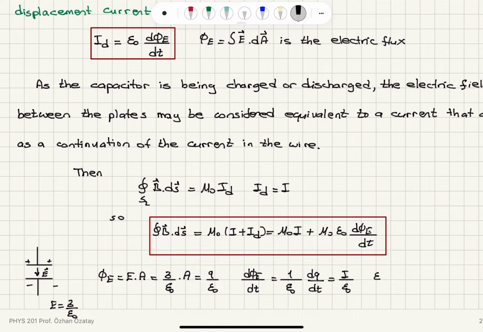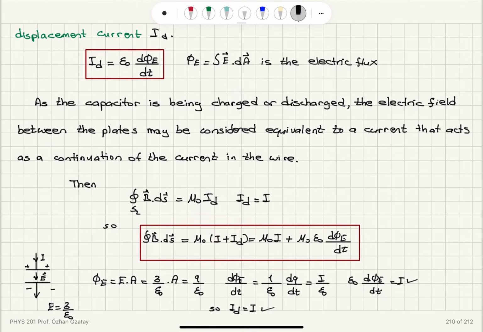So I can see that epsilon 0 d phi E dt is equal to the current in the wire that is basically building up this charge. So this is basically the current in the wire. So indeed I see that the displacement current introduced by Maxwell is equal to the current in the wire.